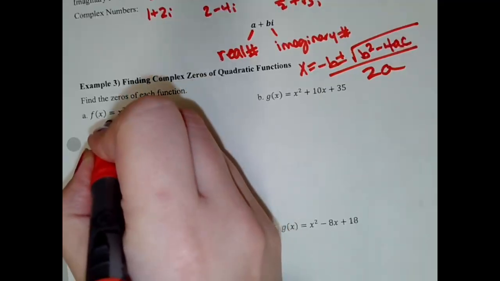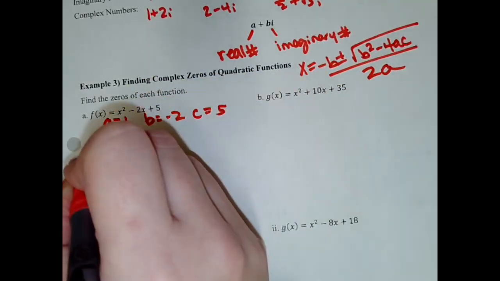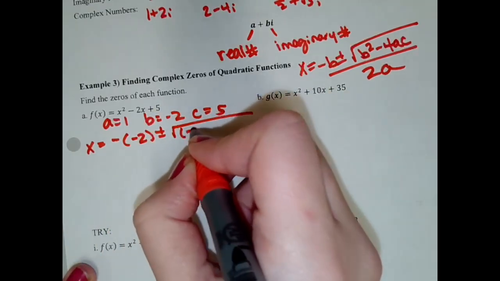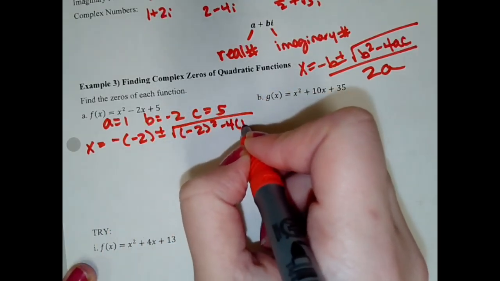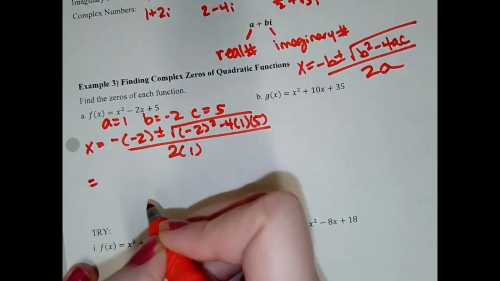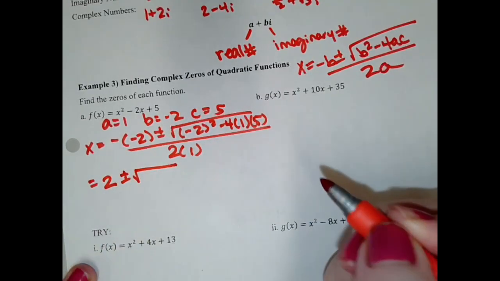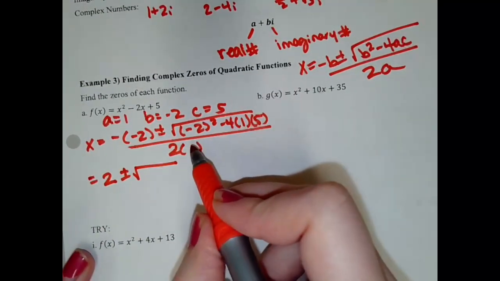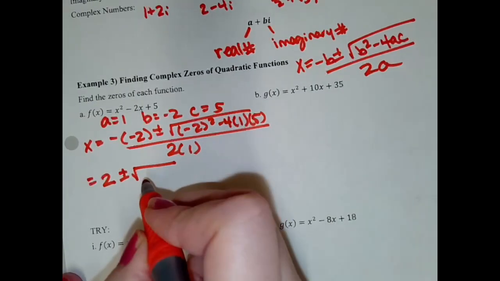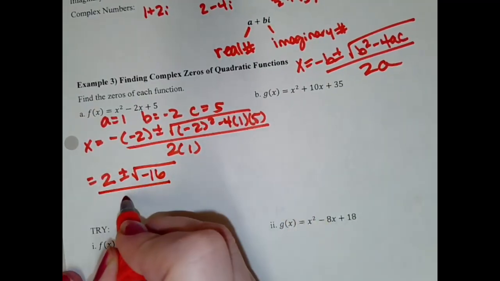This is in standard form already, so I can tell a is 1, b is -2, c is 5, and I'm just going to plug it in. Negative b plus or minus square root b squared minus 4 times a times c all over 2 times a. If I simplify this, two negatives make a positive, plus or minus square root of. In my calculator, I would put parentheses, -2 squared minus 4 times 1 times 5. When I plug that in, I got a -16 all over 2 times 1, which is 2.